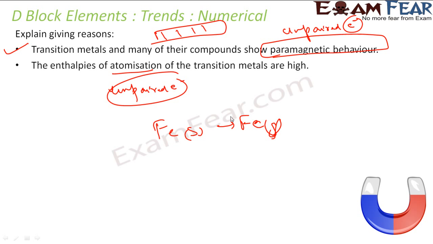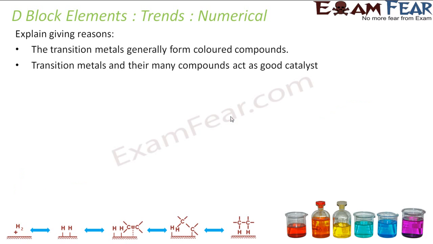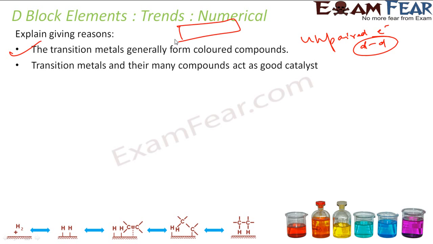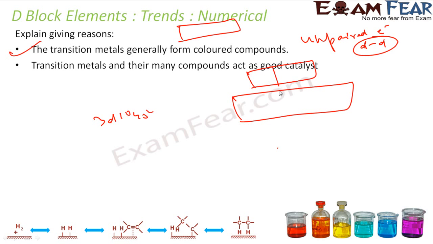Why are these transition metals colored compounds? The transition metals are colored because of, again, unpaired electrons. Because of unpaired electrons and d-d transition, they are colored. Please note, for example, zinc is not colored. Why? Because zinc, the electronic configuration is 3d10 4s2. If you talk about this zinc, this is how it is: 1 2 3 4 5 6 7 8 9 10. The d orbital is completely filled. There is no scope for movement of electrons. Zinc is not colored.